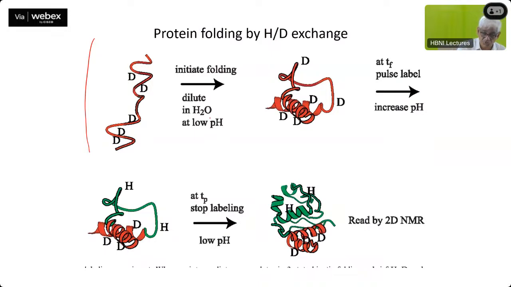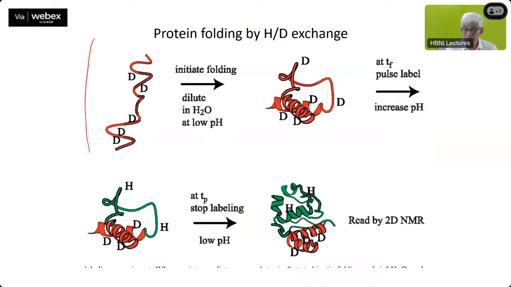When I dilute it in H2O, I'm providing a folding condition for the protein. And when that happens, you will see some portion of the protein is folded at this point, but it is not exchanged because the pH is low. So a portion of the helix is formed here, but all of them are still Ds.